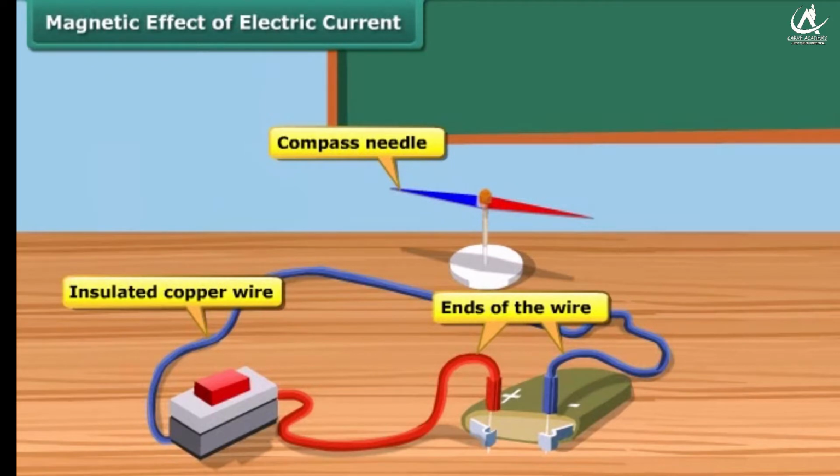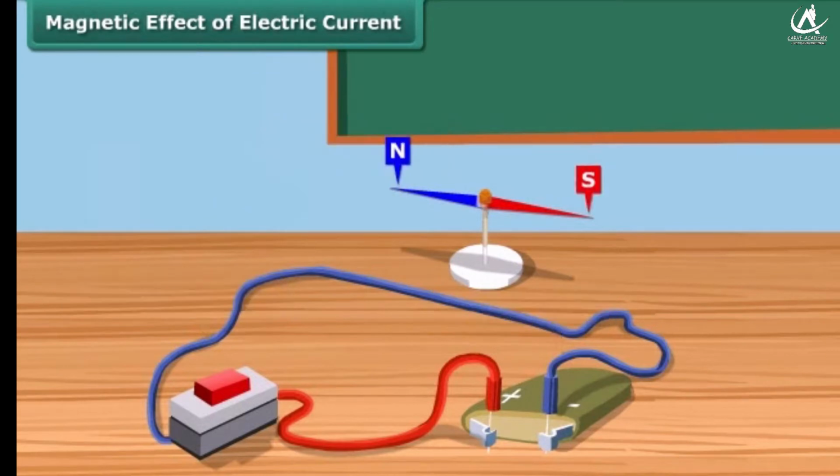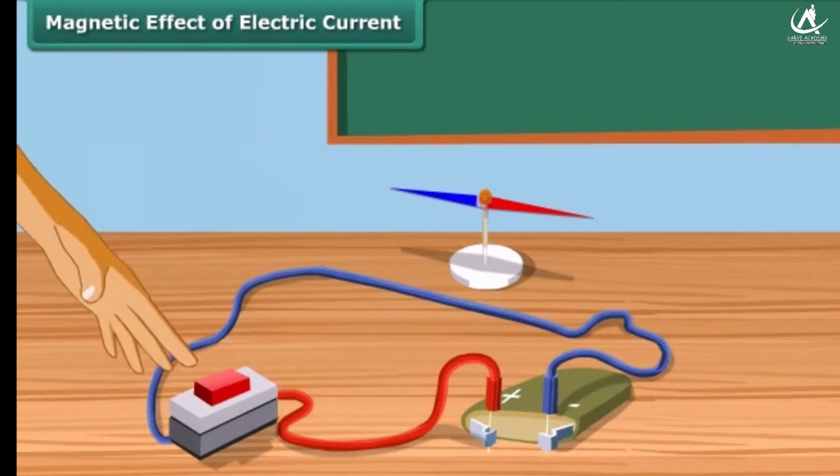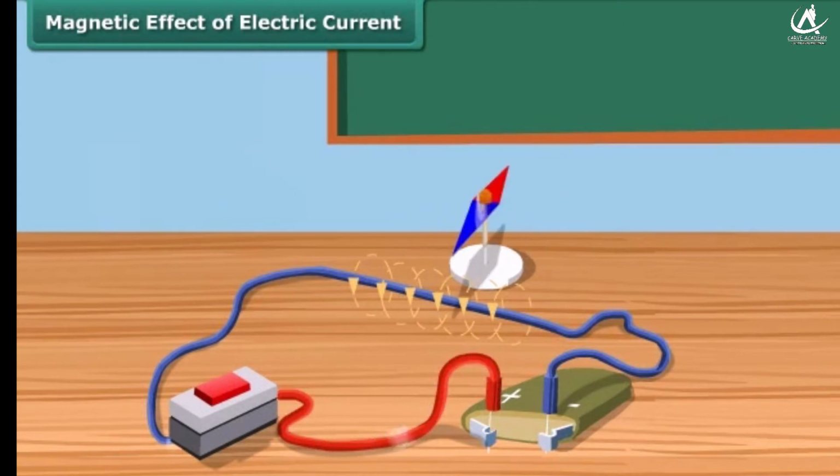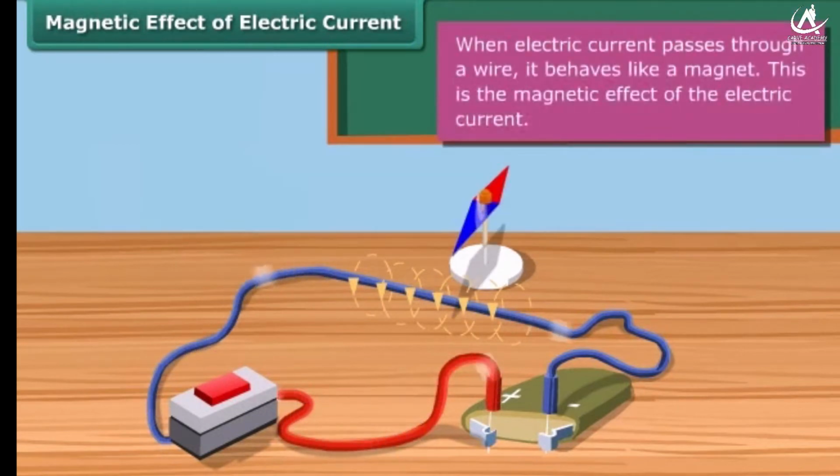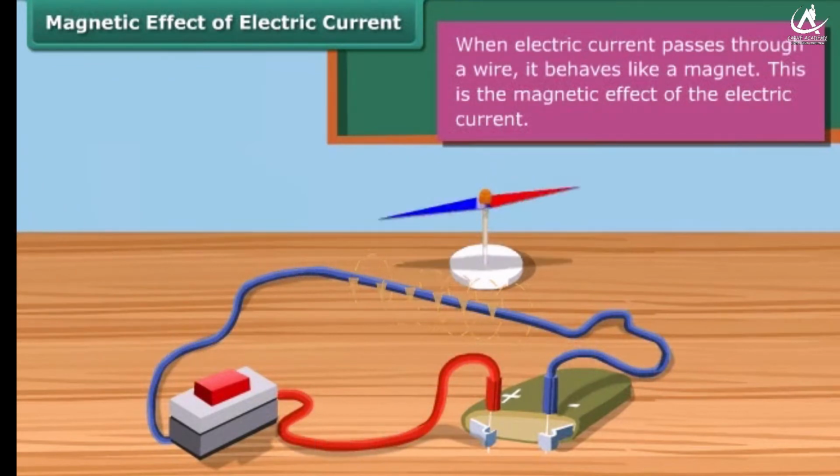When no current is flowing in the wire, the magnetic needle is parallel to the wire and points in the usual north-south direction. The needle gets deflected from its north-south position when current is passed through the wire. When the electric current is switched off, the needle returns to its original position. This shows that an electric current produces a magnetic field around it.